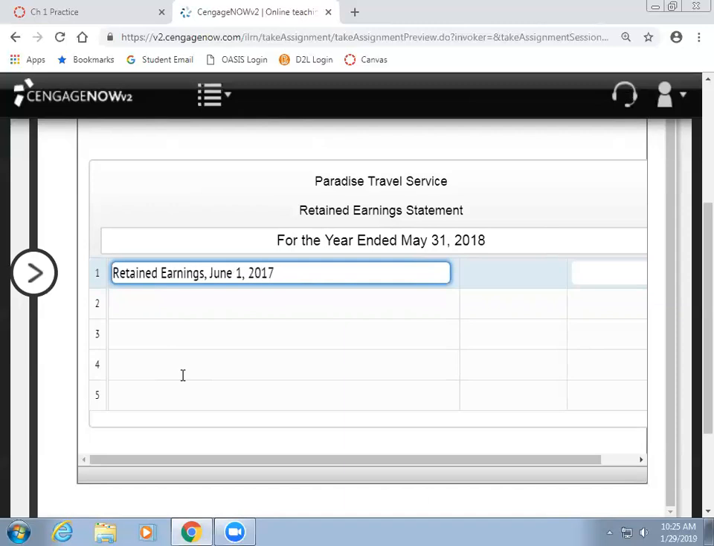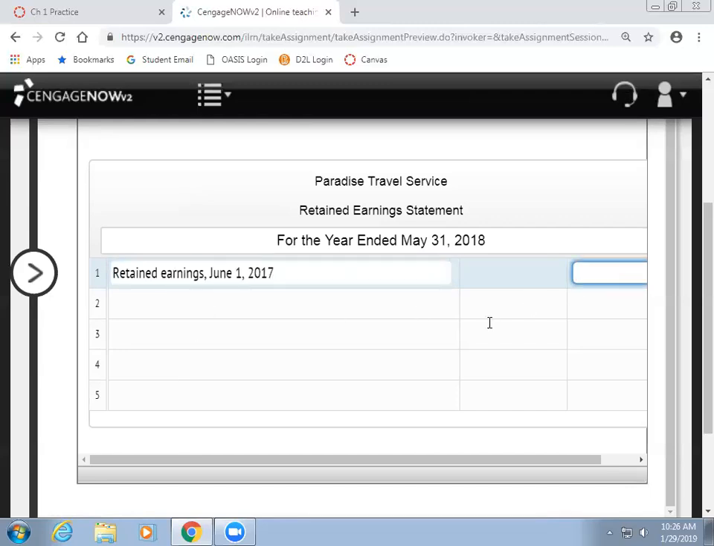So we're reporting on the year that started June 1st, 2017 and is ending May 31st, 2018. Okay, so that's our fiscal year. We run June 1st through May 31st. So our beginning retained earnings would have been June 1st of 2017, the first day of our month. If we were working on a calendar year, obviously it'd be easier, just be January 1, okay?